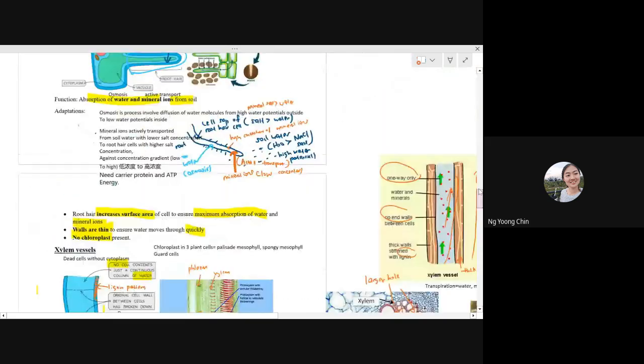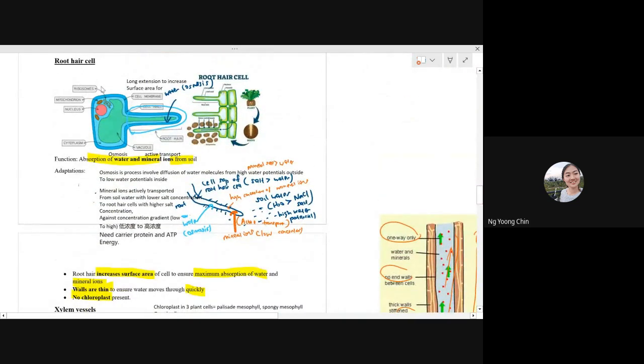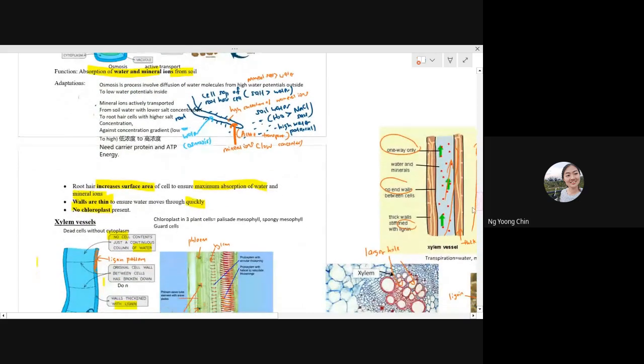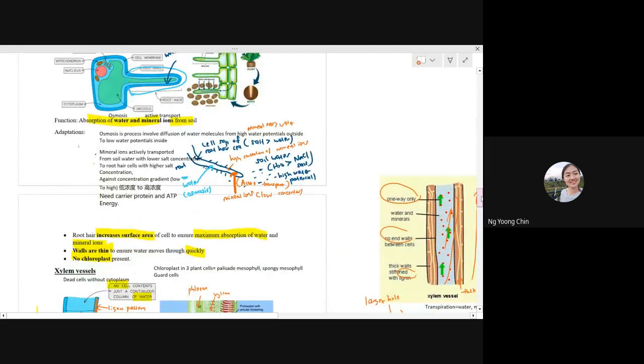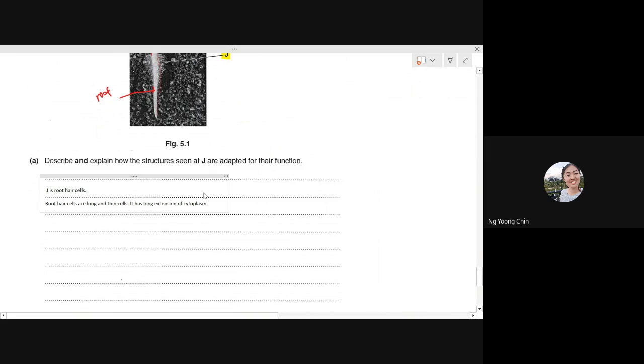Yeah, you can refer to here. Yeah, this one, see. Root hair cell. Long and thin. Okay, with a very long extension. And remember that there's no chloroplast in the root hair cell, yeah? No chloroplast. So why should they have a very long extension? This is because they want to increase the total surface area.